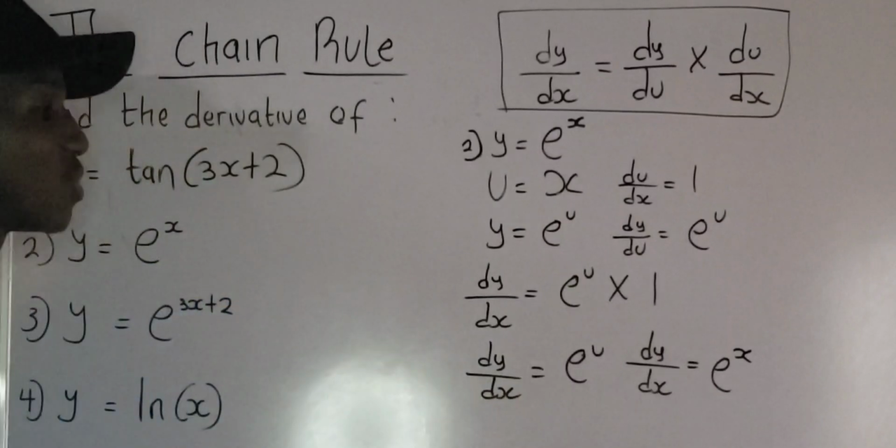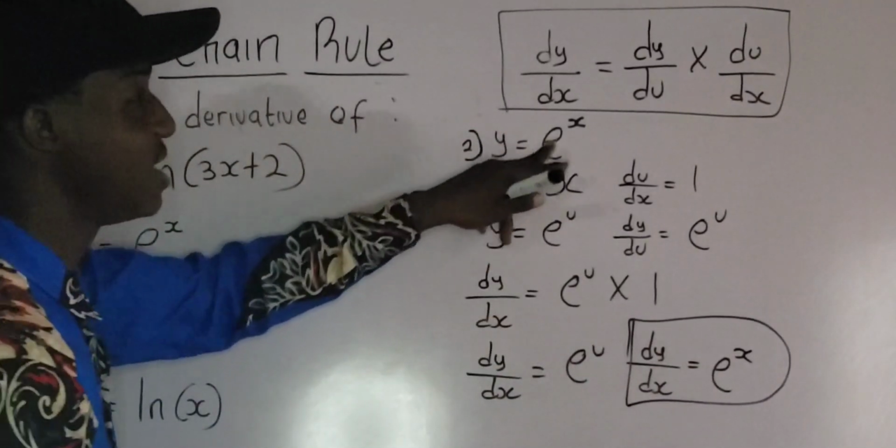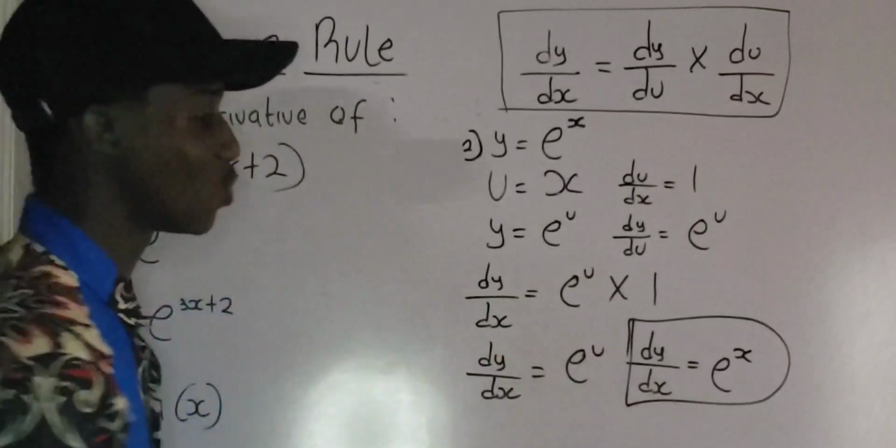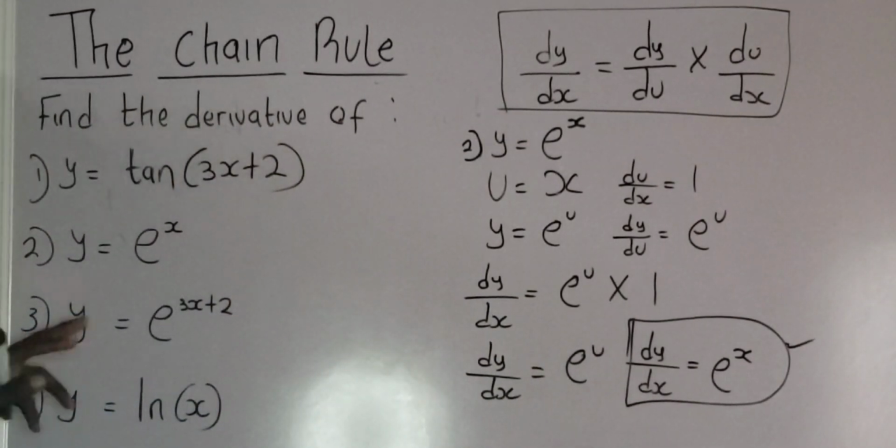So dy/dx is equal to 1/x. That is why we call this a standard derivative. Anytime you differentiate ln x, you are going to get 1/x. This is one of the standard derivatives. Okay? So let's proceed to the third question, which is y = e raised to the power of 3x + 2.